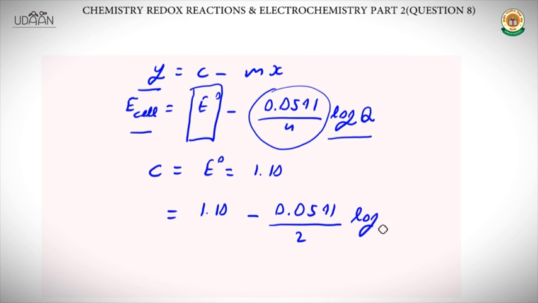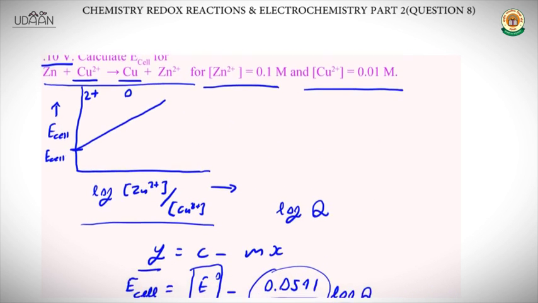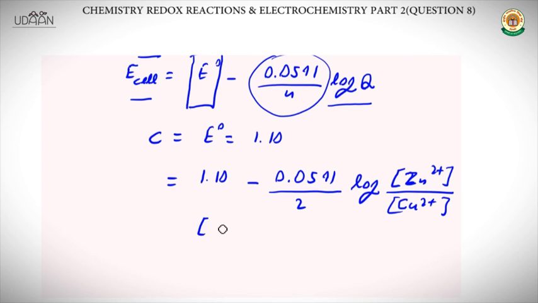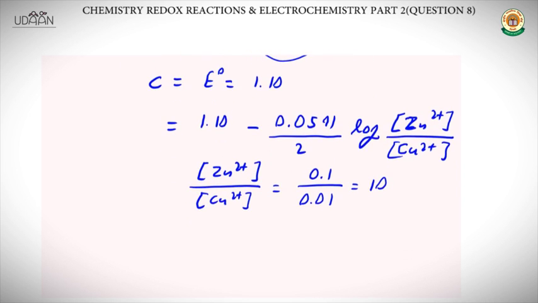Right. Log of Q. Now Q is Zn2 plus by Cu2 plus. The concentrations of Zn2 plus and Cu2 plus are given. Hence, we can write concentration of Zn2 plus by concentration of Cu2 plus equals 0.1 by 0.01, and this equals 10. So this becomes log 10. So it's 1.10 minus 0.0591 by 2 log of 10.